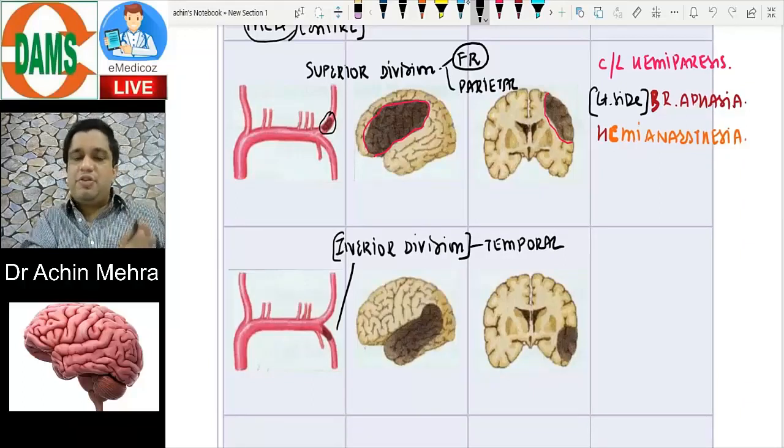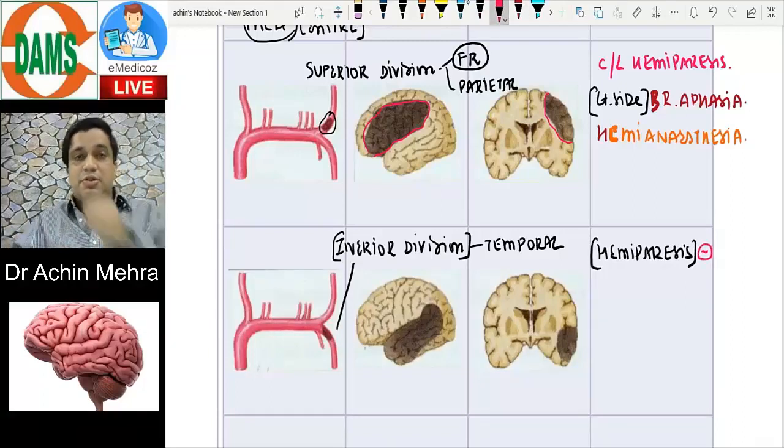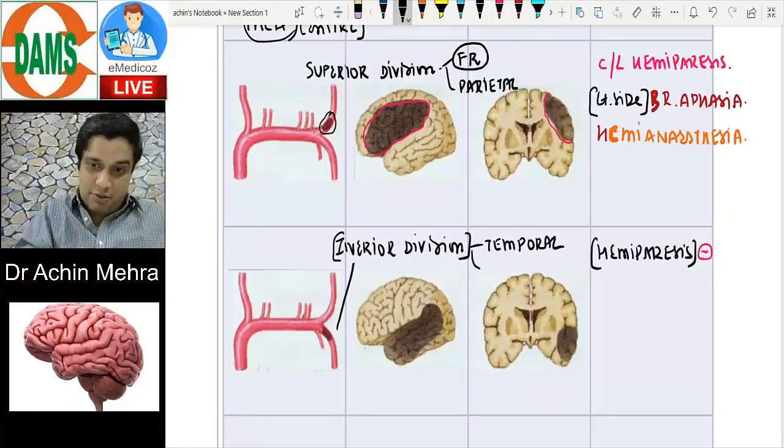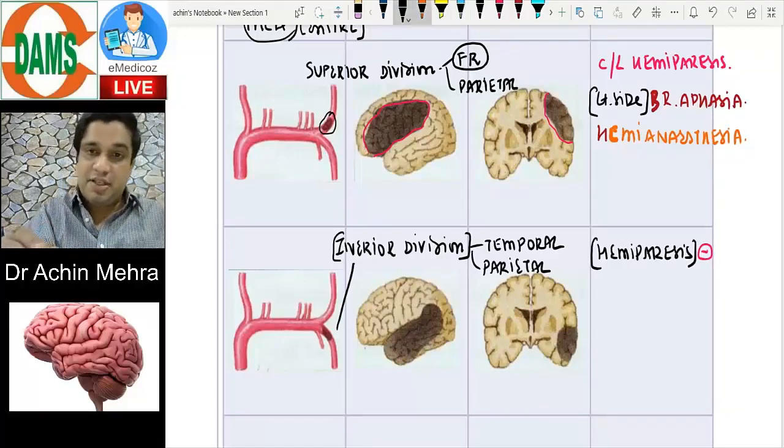So if the frontal lobe is not involved in an inferior division of MCA, do you expect a hemiparesis to occur? No. Remember this quick point. Hemiparesis is not a symptom when the lesion is in the inferior division of MCA. So I can put a minus over here. Hemiparesis is not seen. But as I told you, it involves parietal also, inferior division. So if the parietal cortex is involved, what are we going to see? Hemianesthesia.